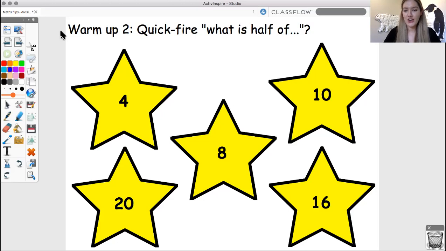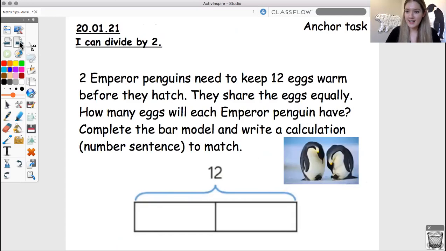That's right, it's 2. And what is half of 10? Call it out to the screen. Yes, it is 5. And what is half of 8? Call it out. Absolutely, it is 4. What is half of 16? Call it out to the screen. Yes, it is 8. And finally, what is half of 20? Call it out to the screen. Fantastic, it is 10. Really well done.